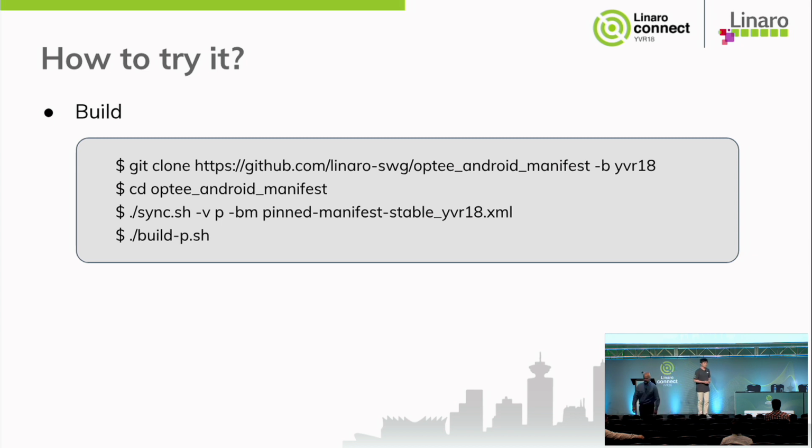Hi. So if you wish to try this out, the way to build this is to clone this GitHub repository that we have created for you, checking out the YVR18 branch. Just cd to the t-android manifest directory, and then you can run a sync script and a build script. Previously, we had to build everything manually, but we've created the scripts to simplify the building for you.